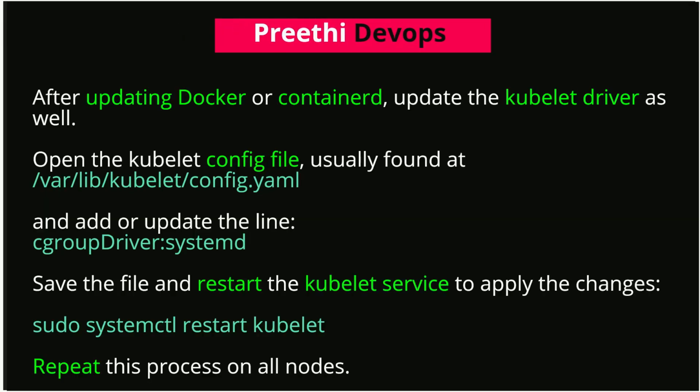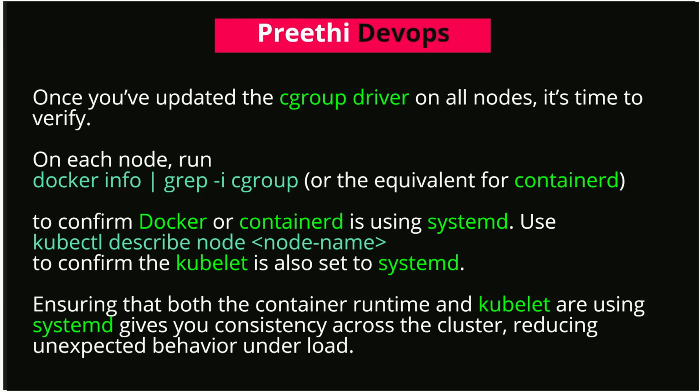After updating Docker or containerd, update the kubelet driver as well. Open the kubelet config file, usually found at /var/lib/kubelet/config.yaml, and add or update the line cgroupDriver: systemd. Save the file and restart the kubelet service to apply the changes, sudo systemctl restart kubelet. Repeat this process on all nodes.